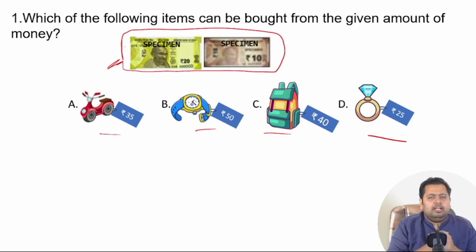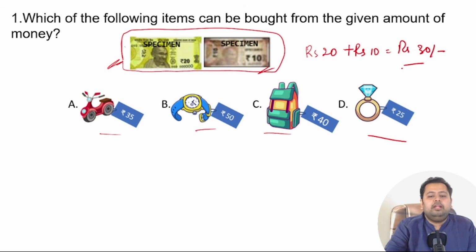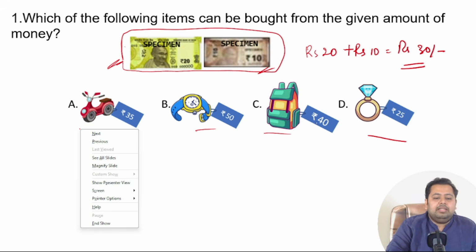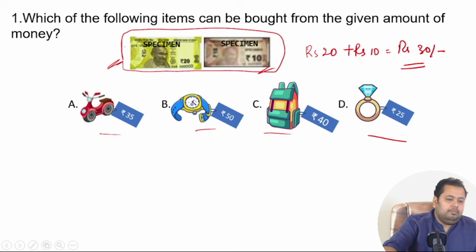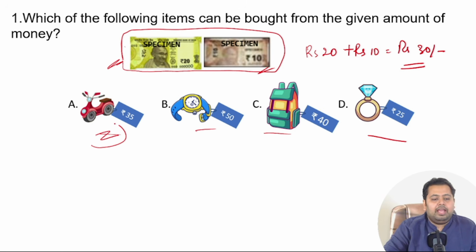Great. I hope you would have got the answer correctly. Now, as you can see in the image, there is rupees 20 and this is rupees 10. So in total, there are 30 rupees shown in the given figure. Now, which of the following products can you purchase, right? So yeah, first toy bike, can you purchase it? This is at rupees 35. You cannot purchase. You have 30 rupees only, right?